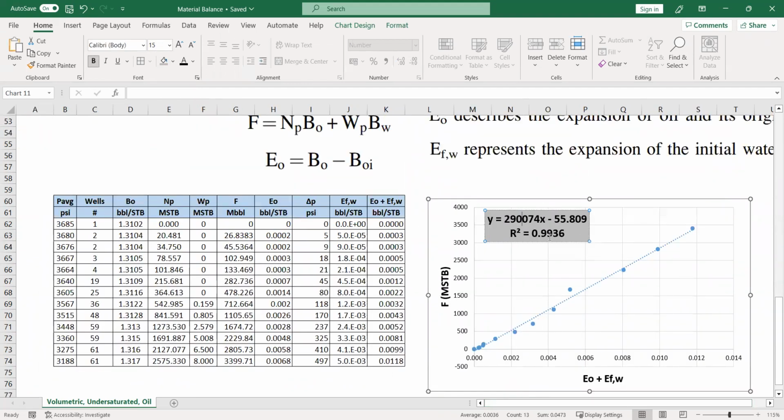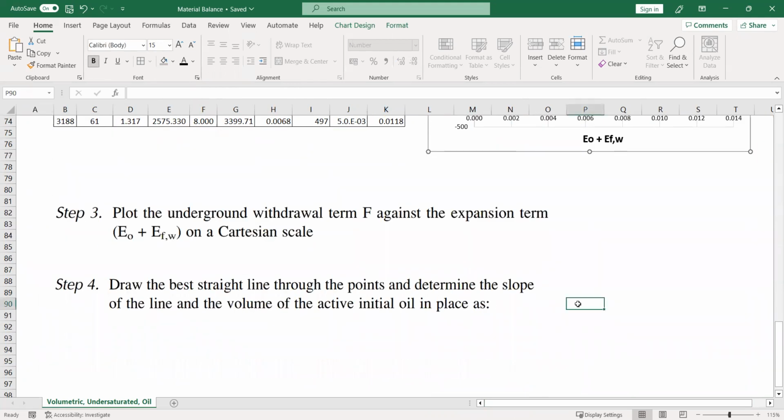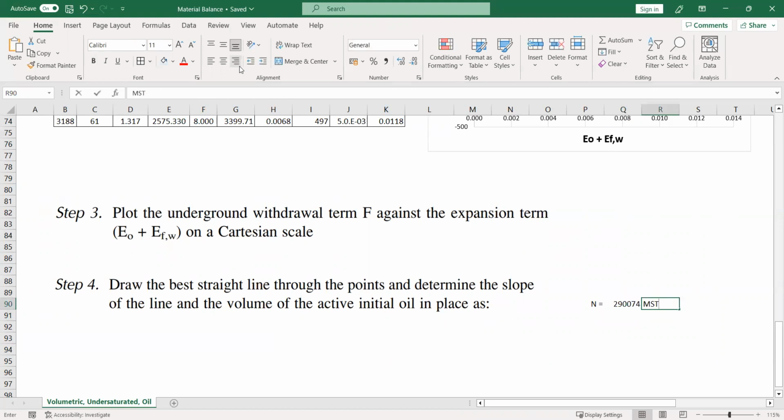All right, this value, 290074. But don't forget, it's still in MSTB. So you get the active initial oil in place, or the connected initial oil in place, of 290,074 MSTB. So change it to MMSTB, just divide it by 1000. So we have the active or connected original oil in place of 290.